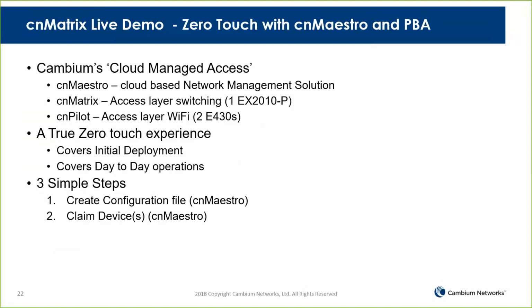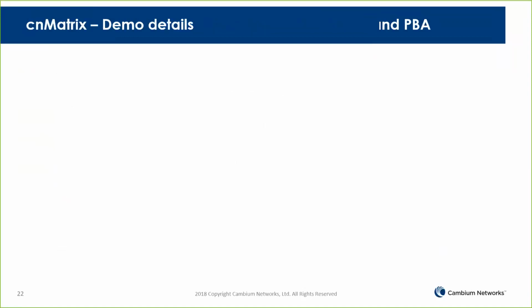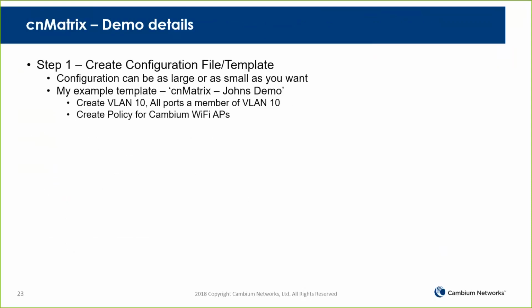So two steps. The third step is to actually power up your switch and connect it to the network. And you're done. That's the final step in this process. So you're truly finished. You create a config file, you claim the device, and then the next step is to plug in the actual device. So let's go through those three steps in more detail.